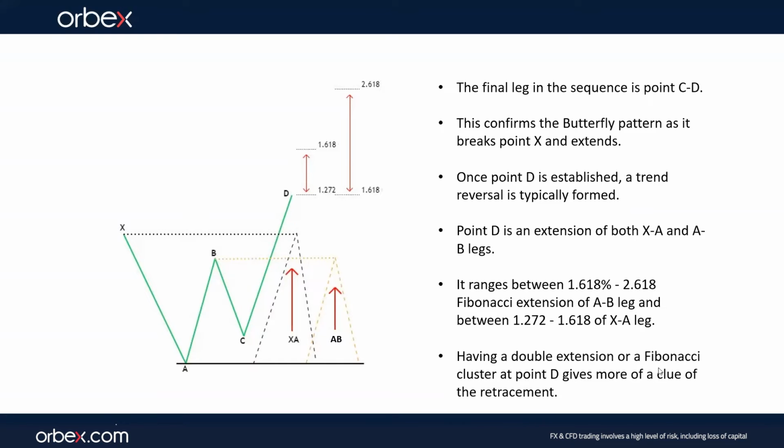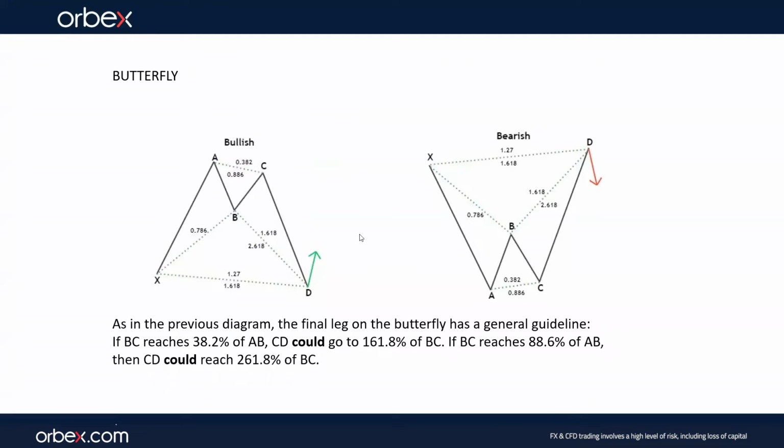So having a double extension or Fibonacci cluster at point D gives more of a clue of where the retracement is going to be. So once this has been established, it's more of a confirmation than the Gartley pattern because we've got two extensions going on, and it gives us more of a chance of identifying that reversal as well. So with that being said, we go into what a butterfly looks like as well.